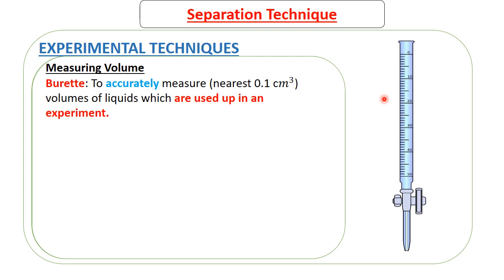So that's how to use a Buret. And so the keywords are accurately measuring the volumes of liquid which are used up in an experiment. It means that difference, that volume, has been used up in this experiment. So that's how a Buret works, or how it is used.